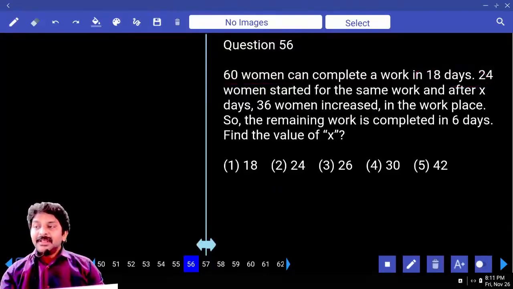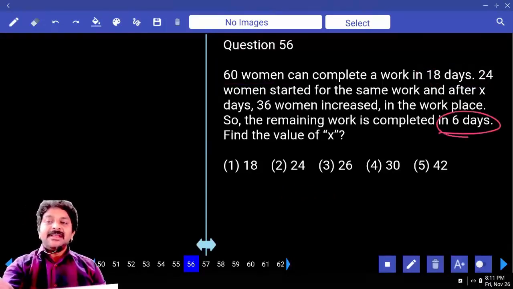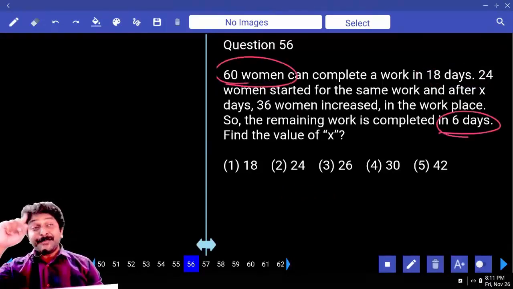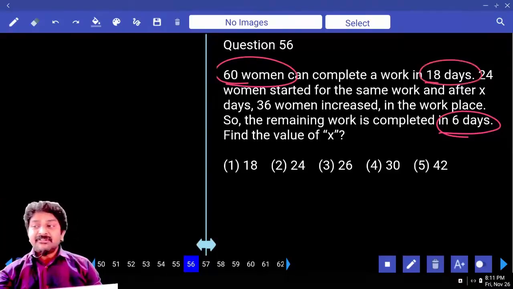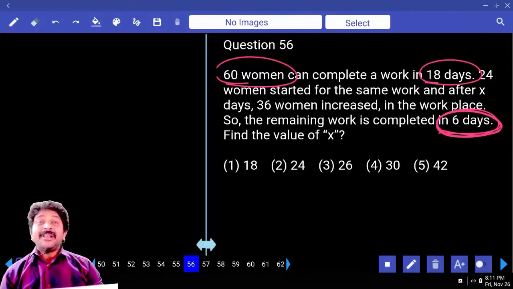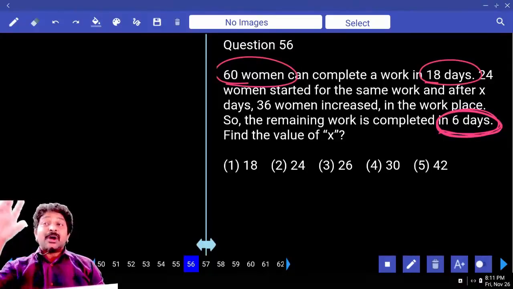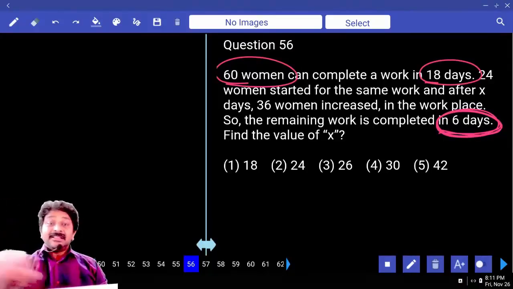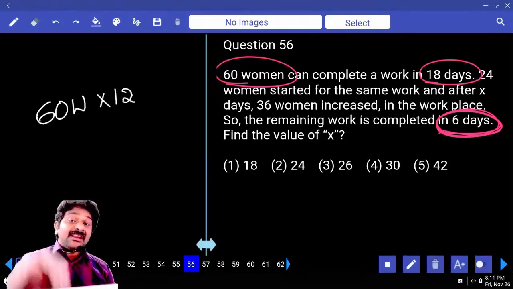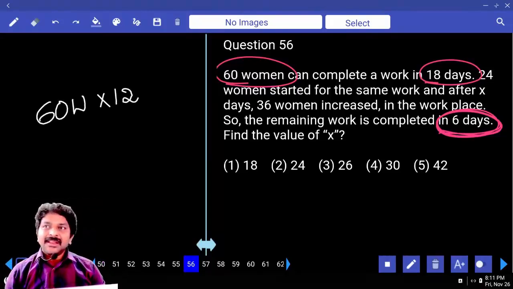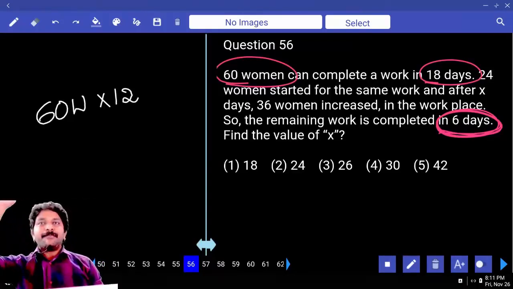According to the information, 60 women can complete the total work in how many days? Now 60 women are working for 6 days. That means whatever the work already done, that was equal to 60 women can do the work in 12 days. Am I right? That was the work which was completed.